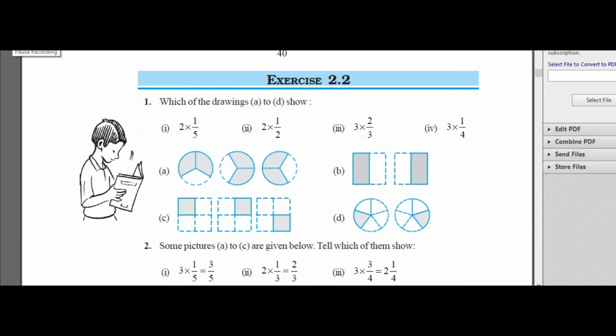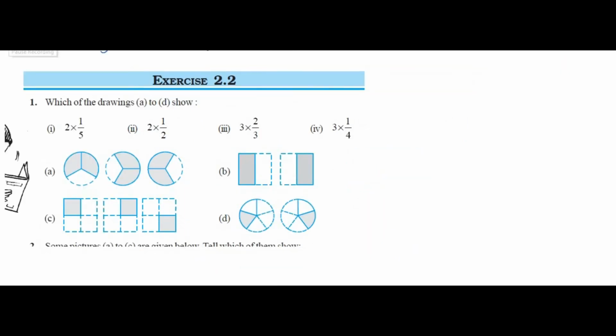Now we'll move on to exercise 2.2. Which of the drawings A to D show the given fractions? So among the drawings, which one is showing which one, he is asking. Okay, we'll try to see which one is showing which one. So 2 1 by 5 is nothing but 2 ones are 2, 2 by 5. And this is 2 by 2, nothing but 1. So which is showing one full part, we will see.